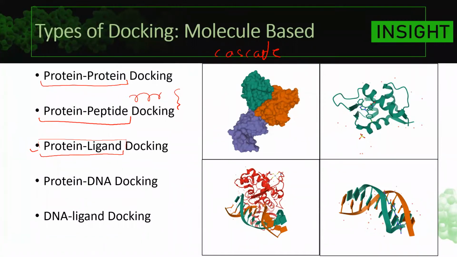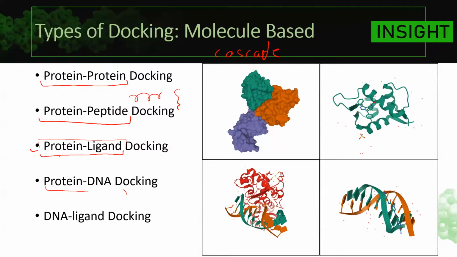We have nucleases which can cleave the DNA. We have many kinds of these proteins which are very helpful in this. So to understand the chemical reaction happening between the protein and DNA at that point, we can use protein DNA docking as a way to understand those reactions.